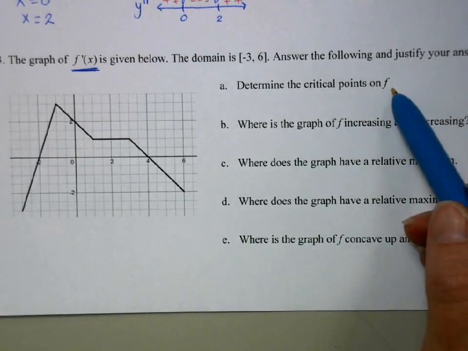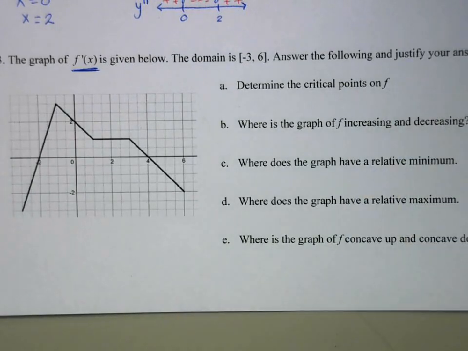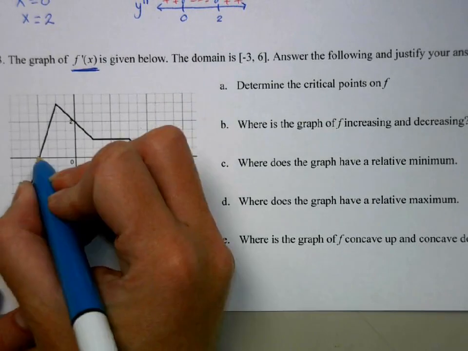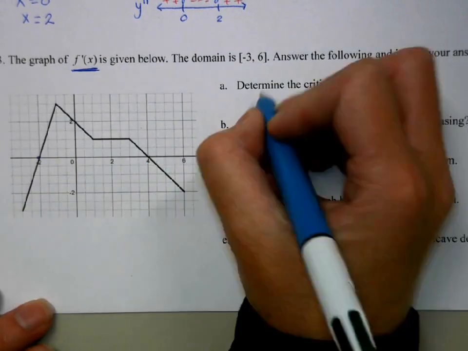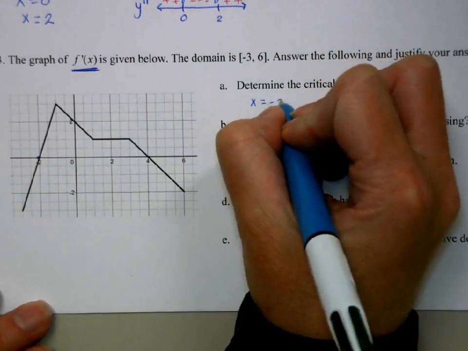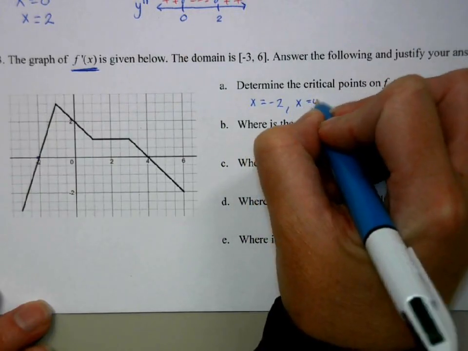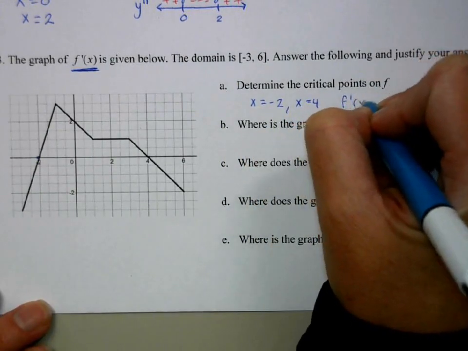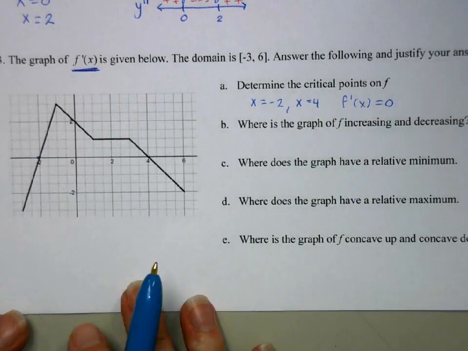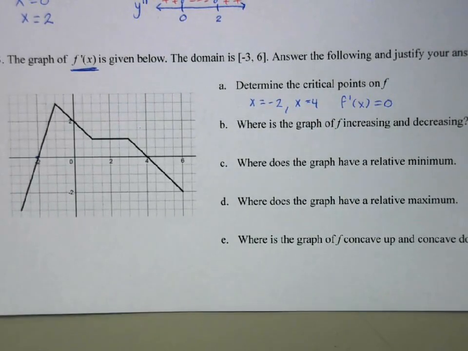Critical points are going to be when the derivative is 0, which in this case is going to be here and here. So when x equals -2 and x equals 4, our reason is because f prime of x equals 0. So our justification is always that. Okay, and here's a trick for dealing with some of these other ones.